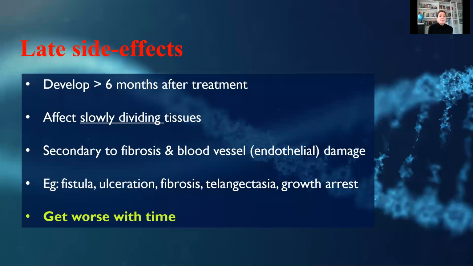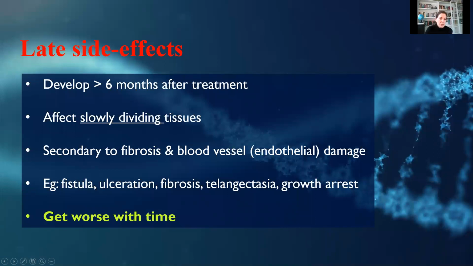So late side effects develop 6 months after treatment by definition. They affect the slowly dividing tissues, and they are not due to direct damage to the actual cells in that organ, the liver cell or the squamous cell or whatever cell. They're caused by damage to the blood supply to that organ. So the radiation has damaged the endothelium of the blood vessels, making that tissue relatively hypoxic and causing fibrosis. And it is that progressive damage to the blood supply of that organ that results in these late side effects.